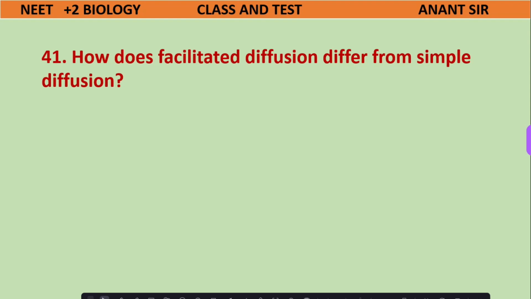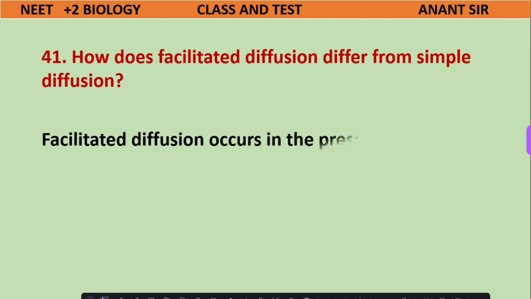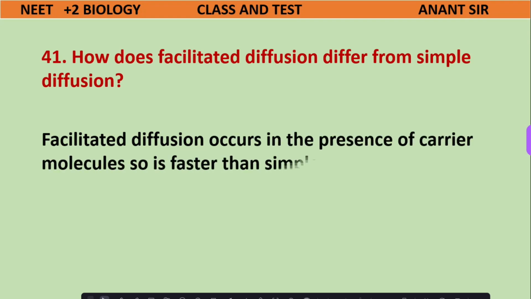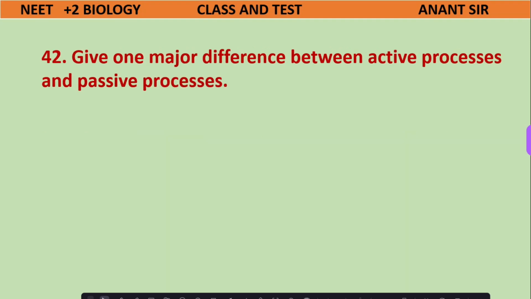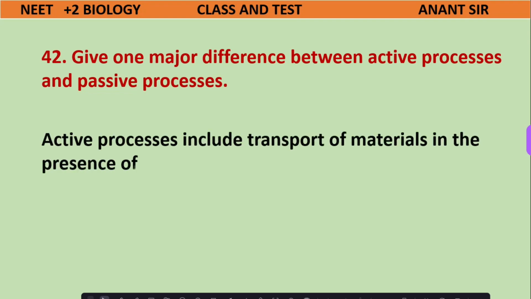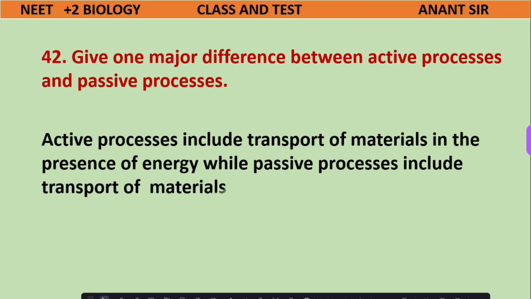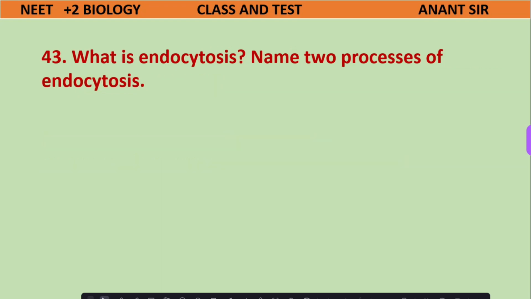How does facilitated diffusion differ from simple diffusion? Facilitated diffusion occurs in the presence of carrier molecules, so it is faster than simple diffusion. Give one major difference between active processes and passive processes. Active processes include transport of materials in the presence of energy, while passive processes include transport of materials in the absence of energy.